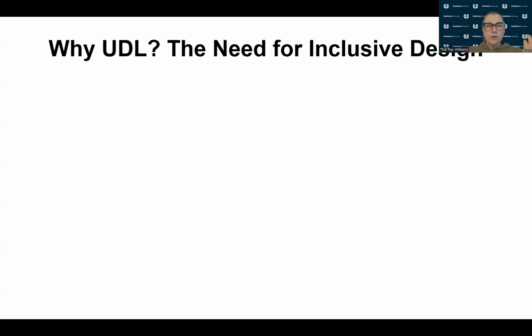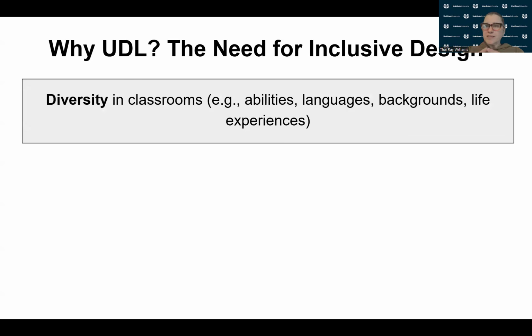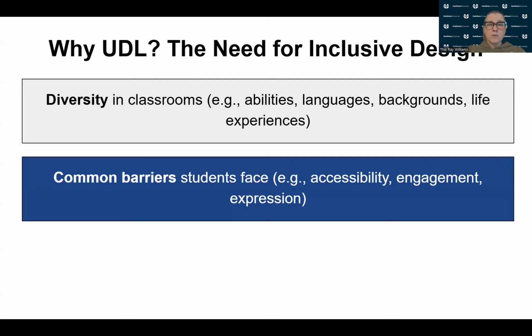And so why UDL again? Well, because in this day and age, we have a great deal of diversity in our classrooms. I can tell you that I used to teach in Charlotte Mecklenburg schools in Charlotte, North Carolina, and if I had a class of 10 students, it would not be unusual for me to have 4 to 6 students who are from a variety of different cultures and backgrounds. Not only that, we have students who come from very different life experiences. So we want to make sure that we're inclusive of everyone.